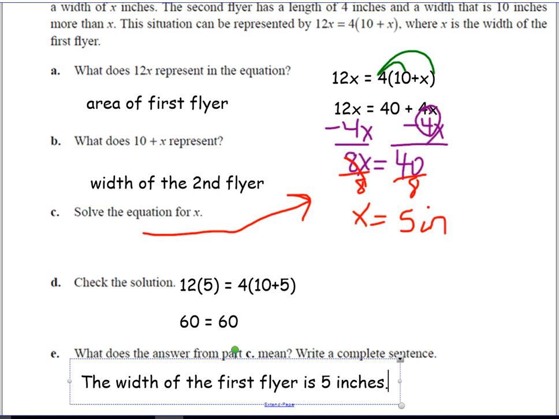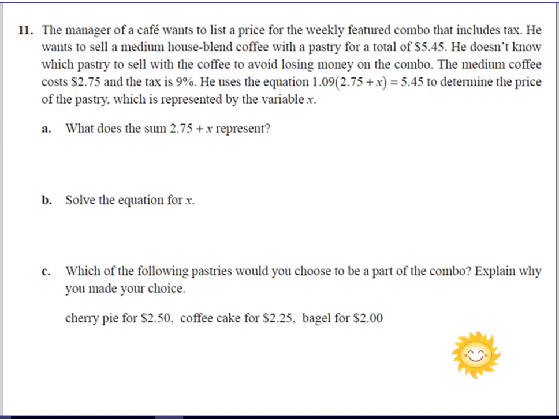Almost done. The manager of a cafe wants to list a price for the weekly featured combo that includes tax. He wants to sell a medium house blend coffee with a pastry for a total of $5.45. He doesn't know which pastry to sell with the coffee to avoid losing money on the combo. The medium coffee costs $2.75 and the tax is 9%. He uses the equation 1.09 times 275 plus x to equal 545 to determine the price of the pastry, which is represented by the variable x.